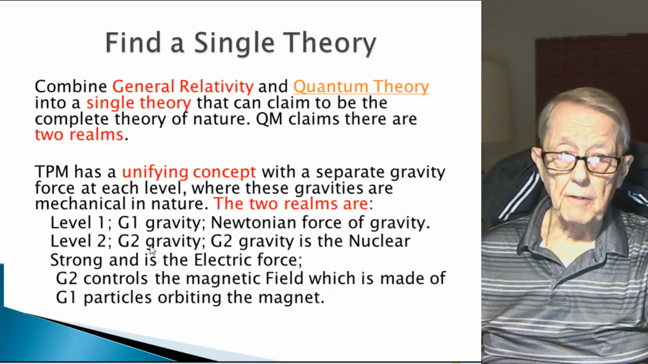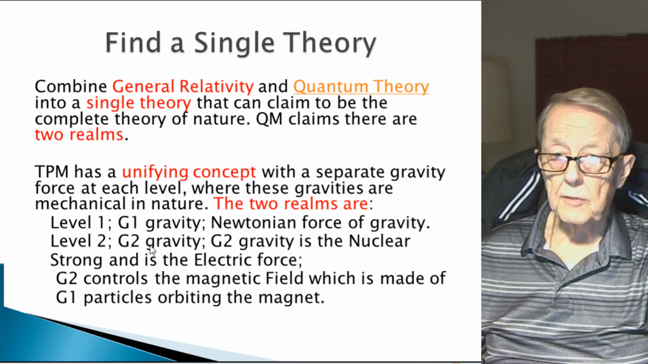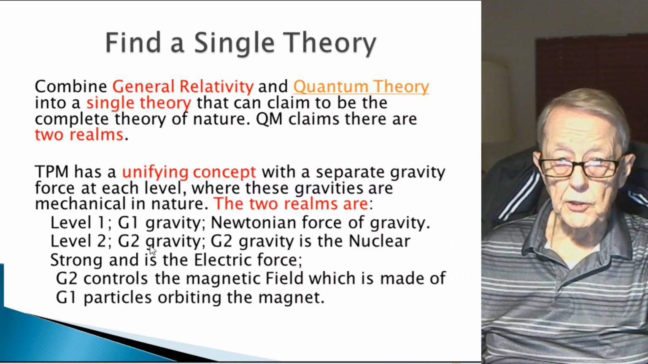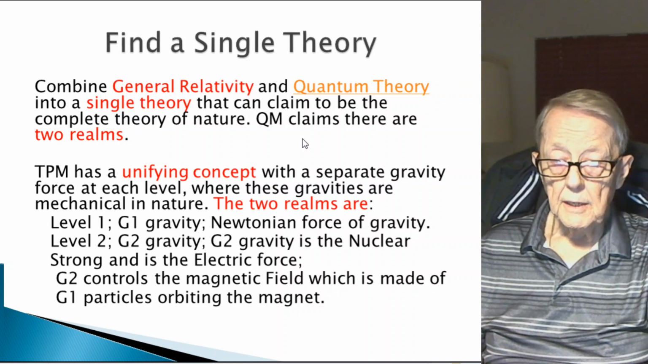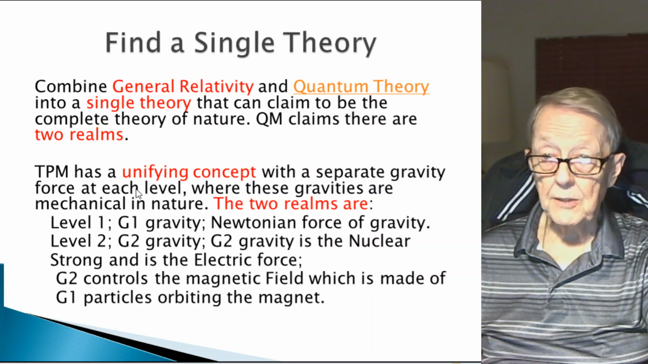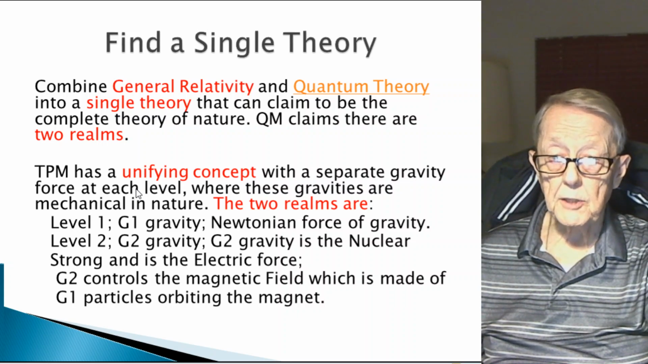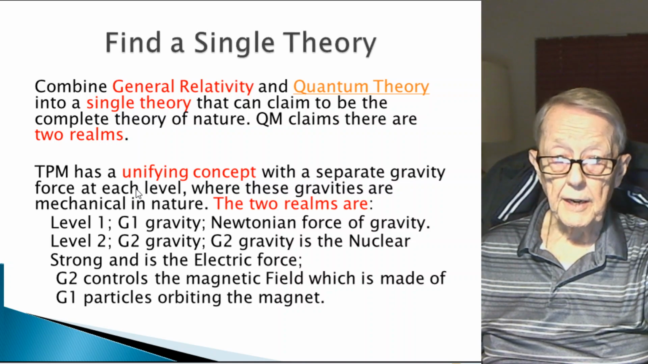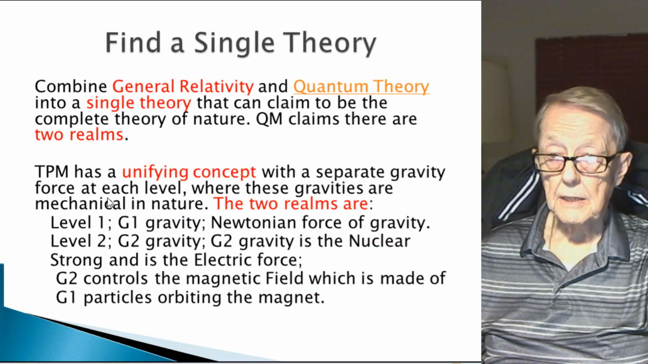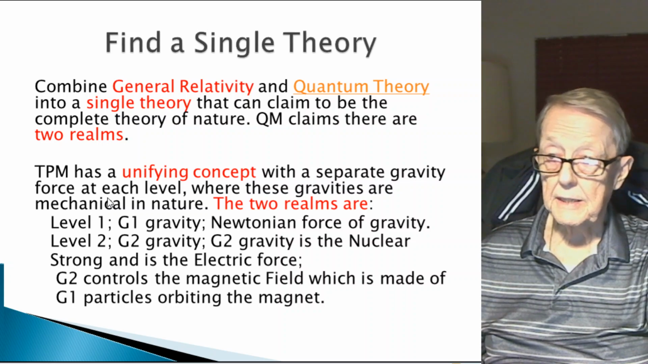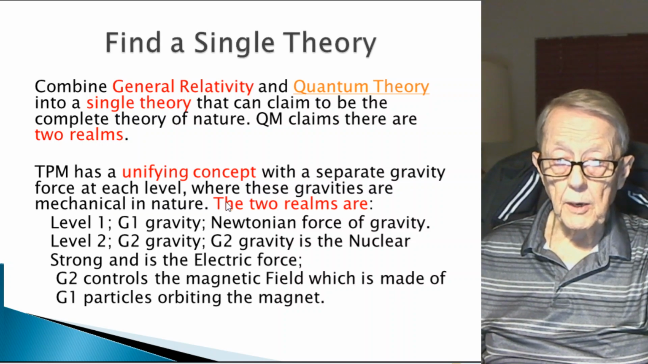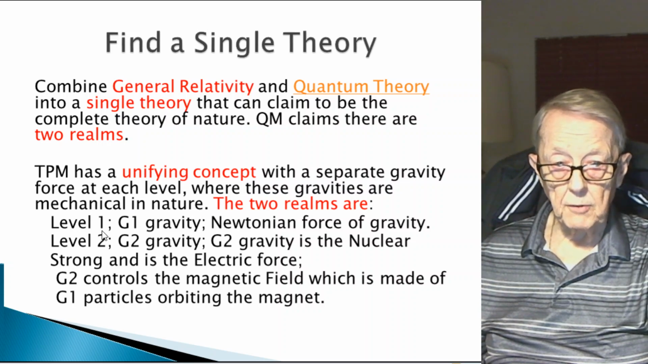So Lee Smolin says, okay, find a single theory that combines general relativity and the quantum theory into a single theory that can claim to be the complete theory of nature. And quantum mechanics claims there are two realms. Well, I don't know whether you can call it a single theory or not, but we certainly have a unifying concept with the concept of gravity at the two levels, where these gravities are mechanical in nature, not electrical, not electrostatic, not magnetic. These are all mechanical. And the two realms of this unifying concept are level 1 and level 2.